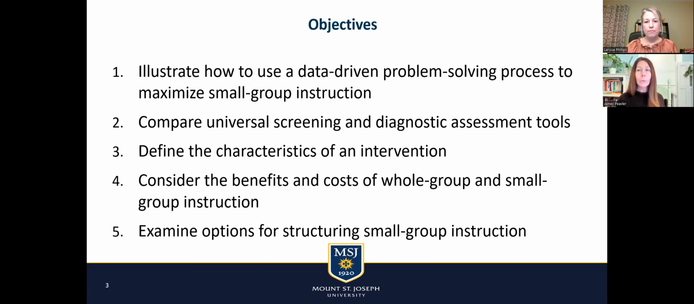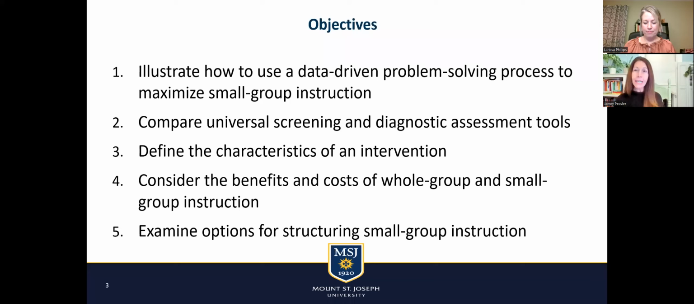So tonight what we're hoping we can do is give you some support to think about how you might use that small group instruction time with your students as efficiently as you possibly can, and to target those skills. So here are our objectives tonight.